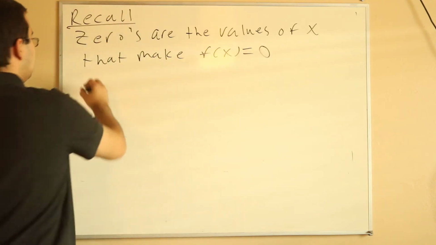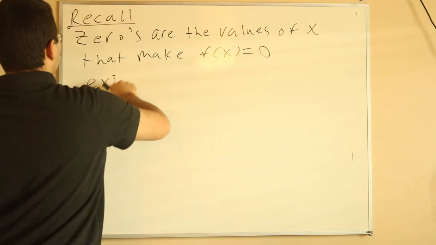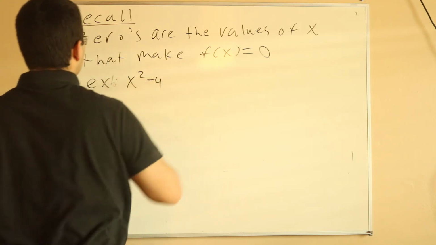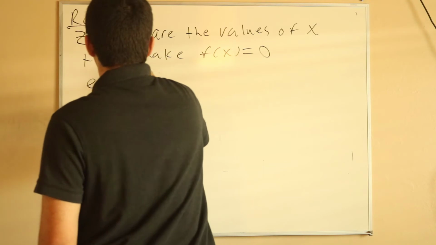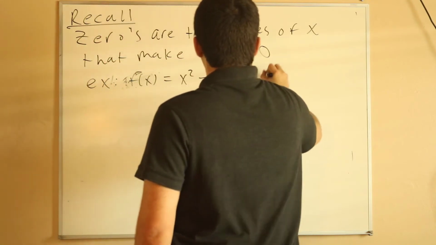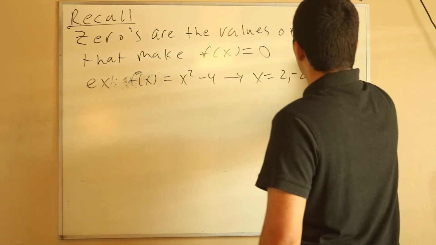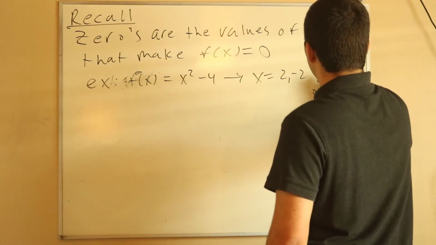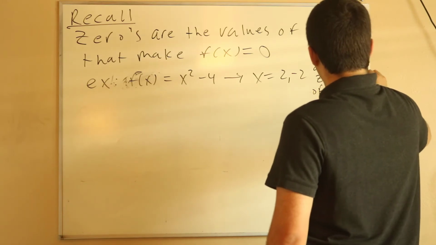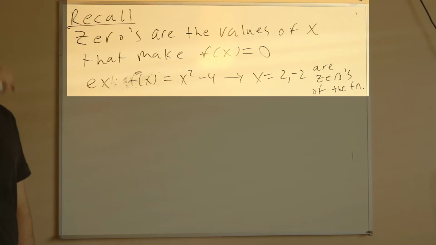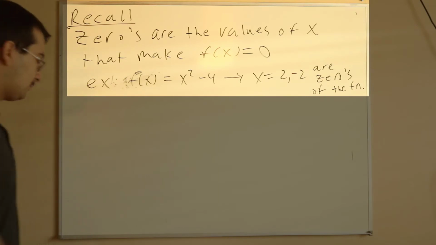All right, so quick example. If my function is x squared minus 4, then x equals 2 and minus 2 are zeros of the function. All right, so zeros are just the values of x which I can plug into my function, and it makes my function equal 0.